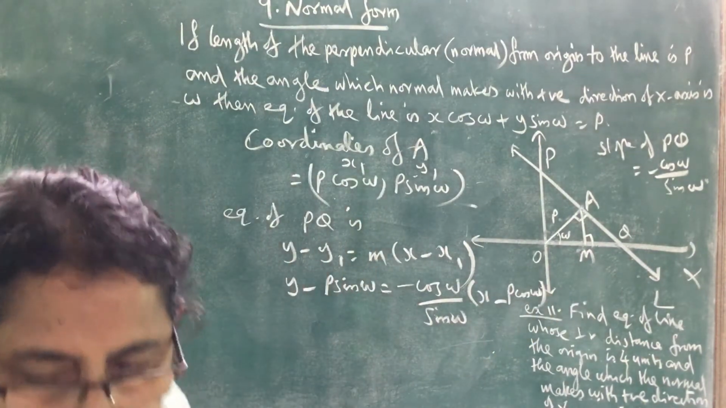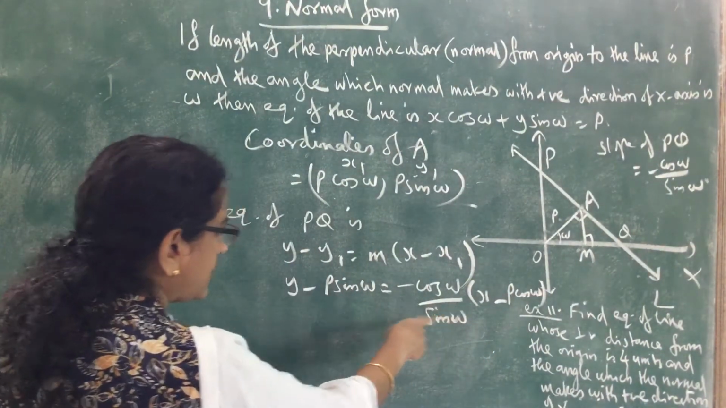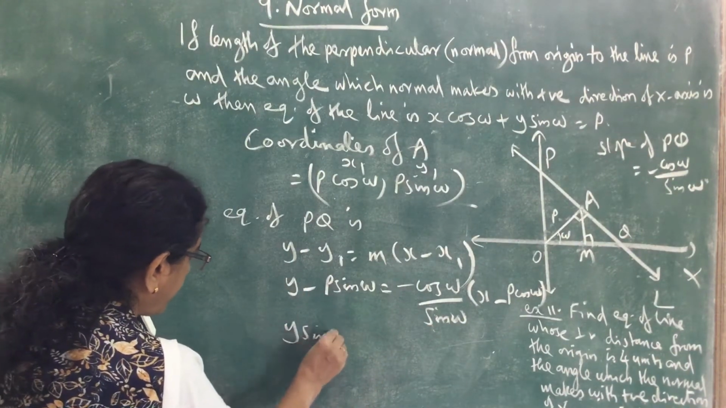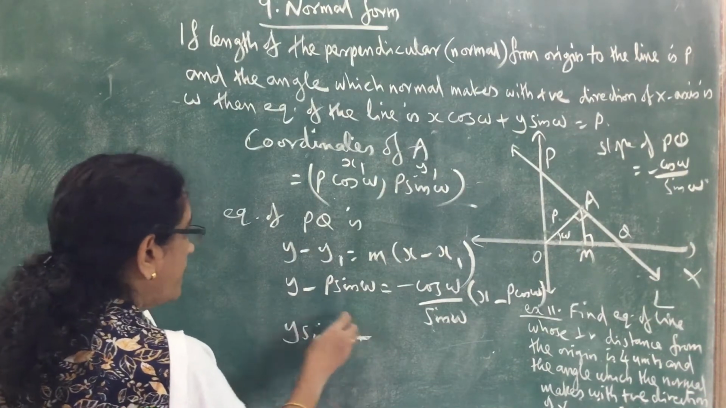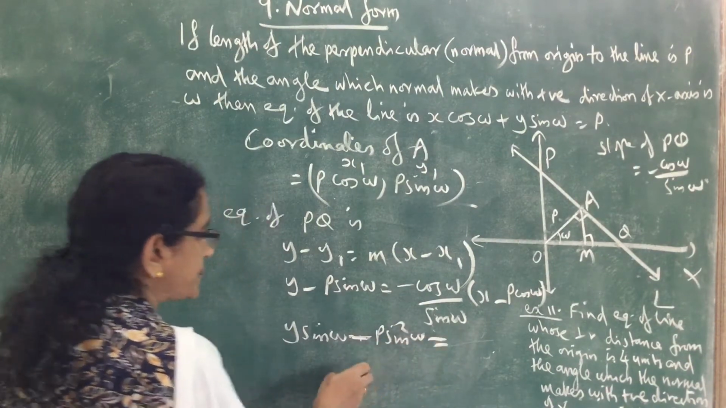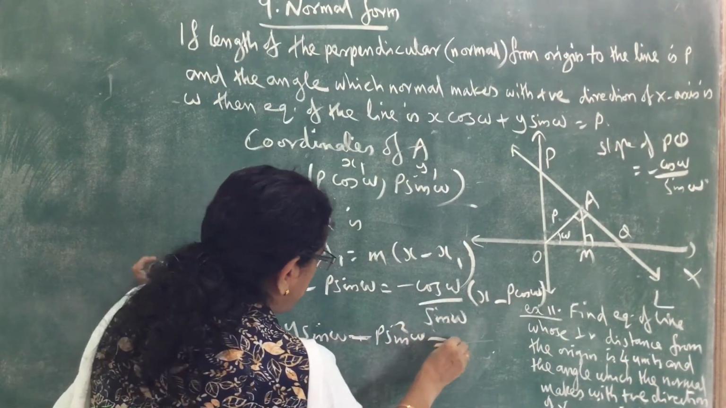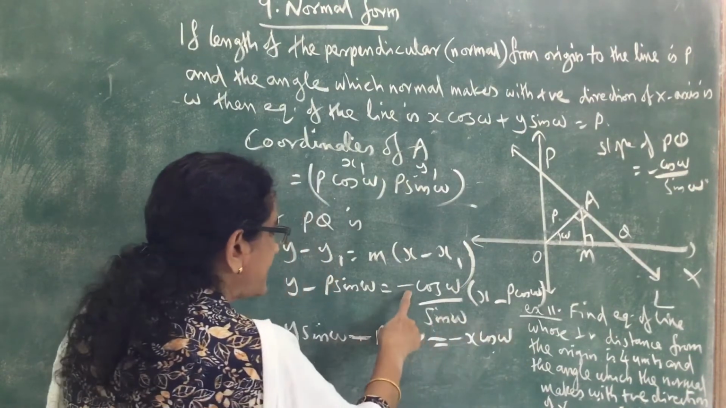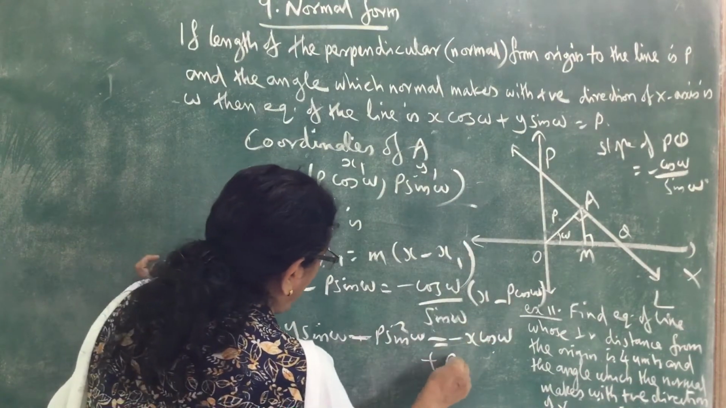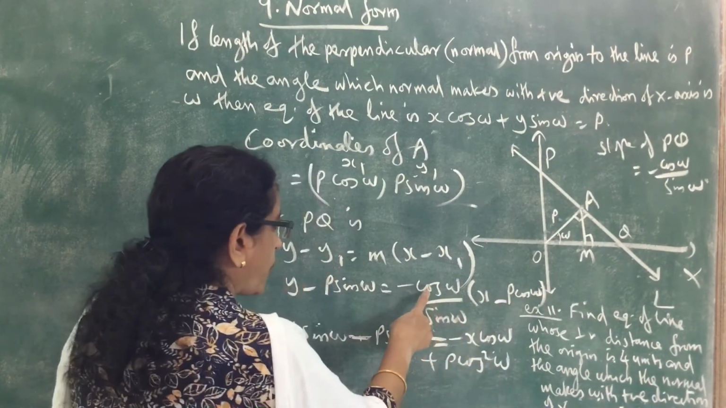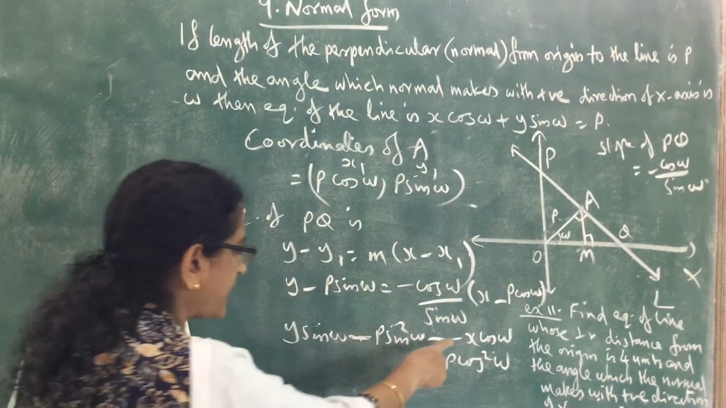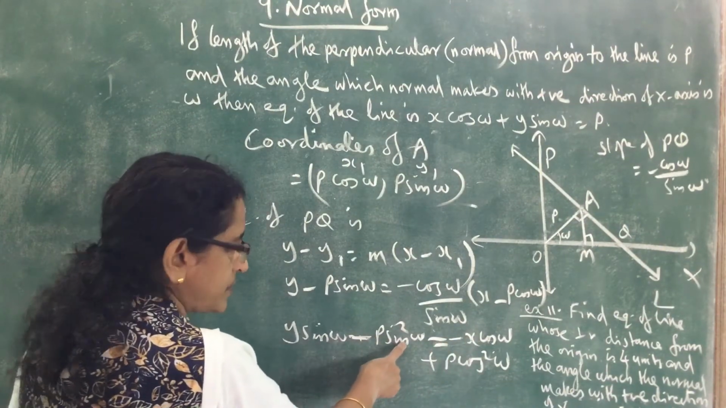Now we can simplify. Now we can cross multiply. Multiply sin omega this side. So y sin omega minus P sin omega into sin omega, P sin square omega, equal to minus cos omega into x minus P cos omega. Minus into minus, positive, P cos omega into cos omega, plus P cos square omega. Now we can take x cos omega this side, P sin square omega right side.